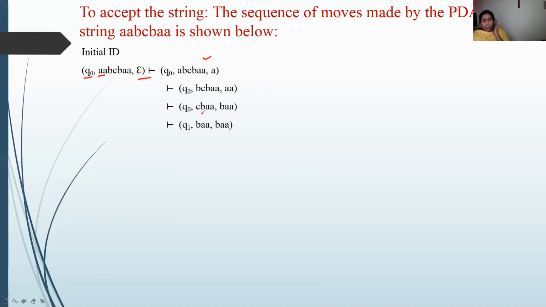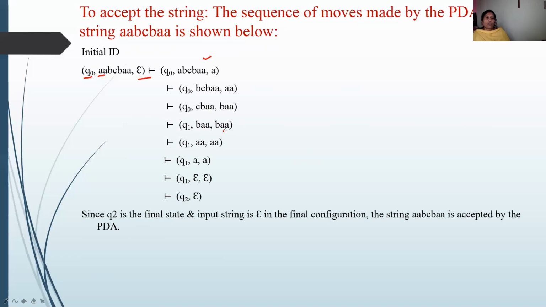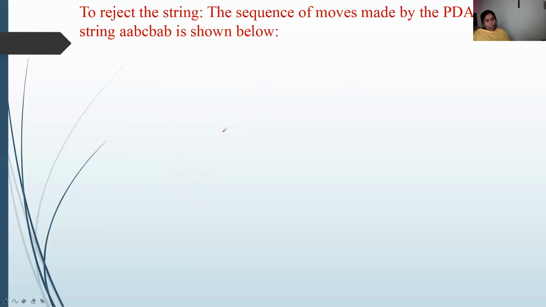Next, in state Q0, on C, with stack BA, by the transition we have written, change the state to Q1 and let the contents be as it is. Now we are in the state Q1, input is B, top of the stack is B, so it has to be popped. Again, next we have A, it is popping. Now the input is epsilon and the top of the stack content is also epsilon. We say Q2, epsilon, where the string is accepted. Q2 is a final state and the input string is epsilon in a final configuration. The string AABCBA is accepted by the PDA.